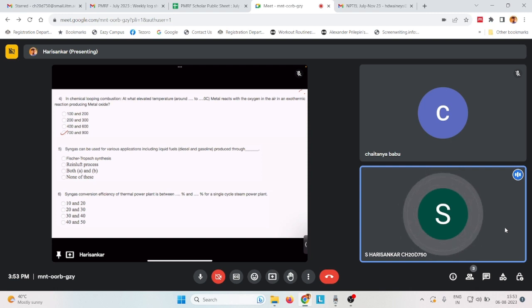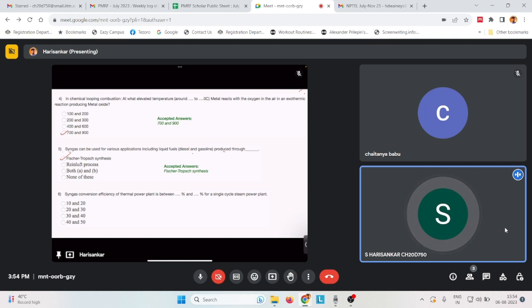And then syngas can be used for various applications, including liquid fuels such as diesel and gasoline, produced through dash. And the option is Fischer-Tropsch synthesis. I think this question is based on applications of syngas. I think we have not yet covered this application of syngas yet, but anyway, the answer is Fischer-Tropsch synthesis. We'll look into what Fischer-Tropsch synthesis is in the coming days.